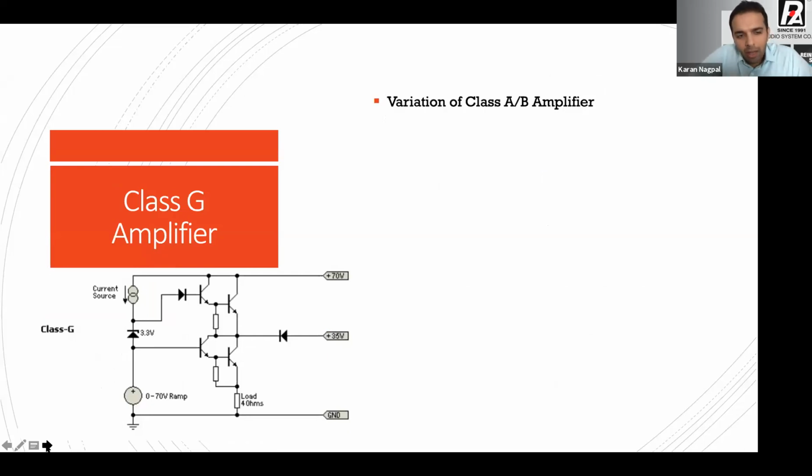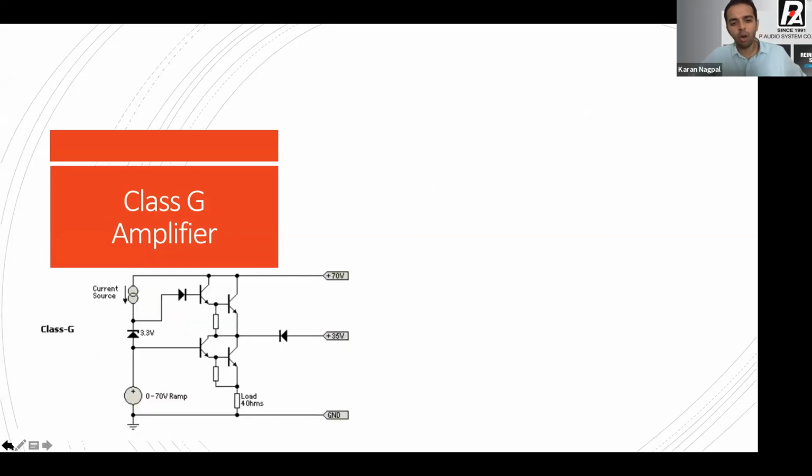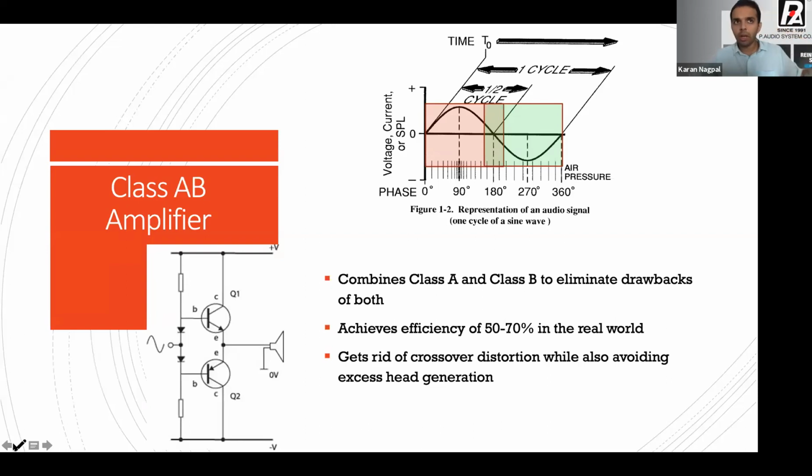After that comes the class G amplifier. Class G amplifier is nothing but a variation of a class AB amplifier. Again, class AB is very popular. In a lot of our products like the HP15A, we use the class AB amplifier in smaller signal amplifier modules, like something like 300, 400 watts.